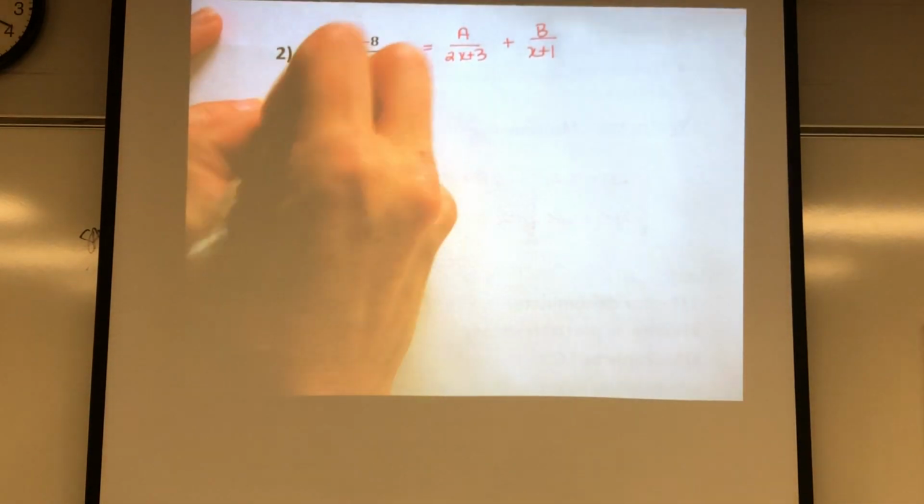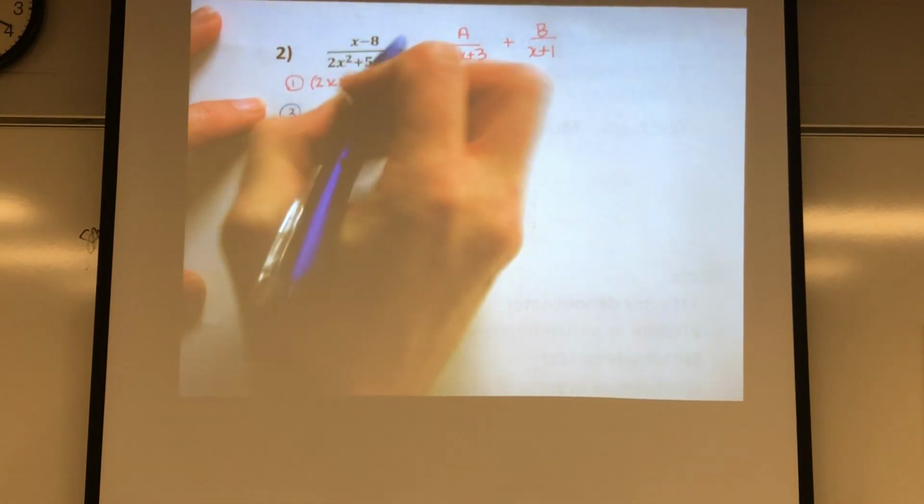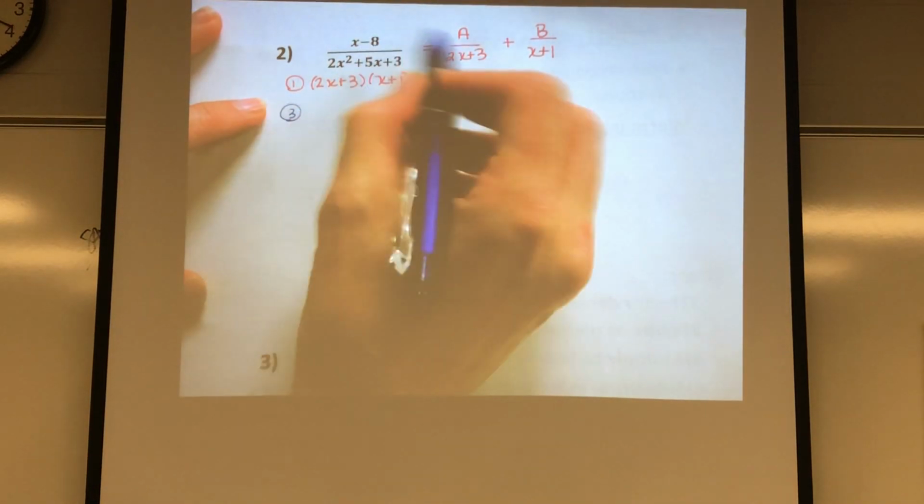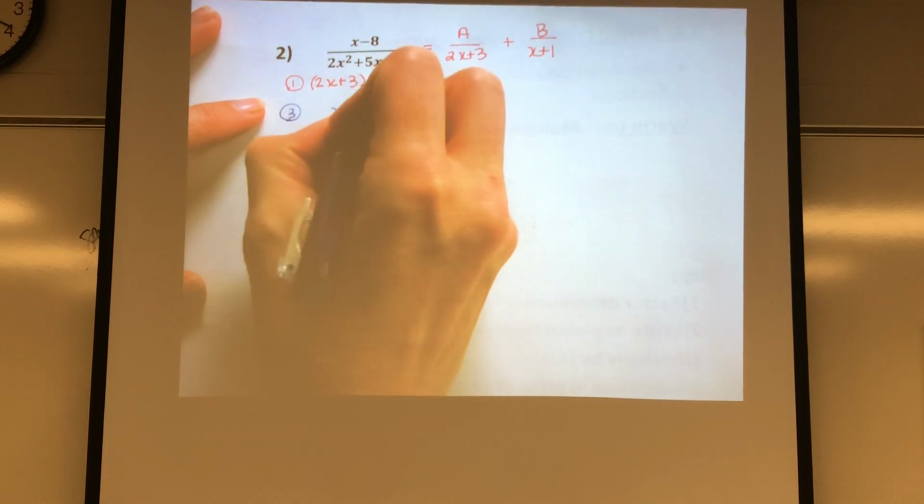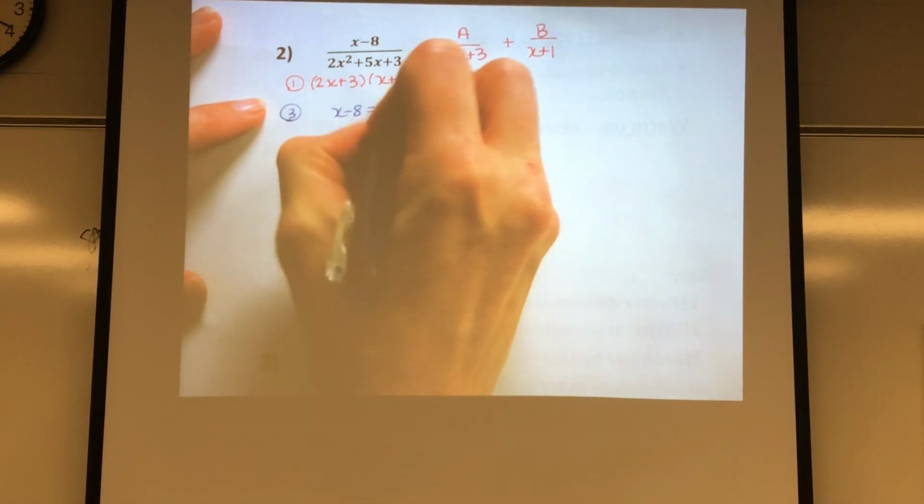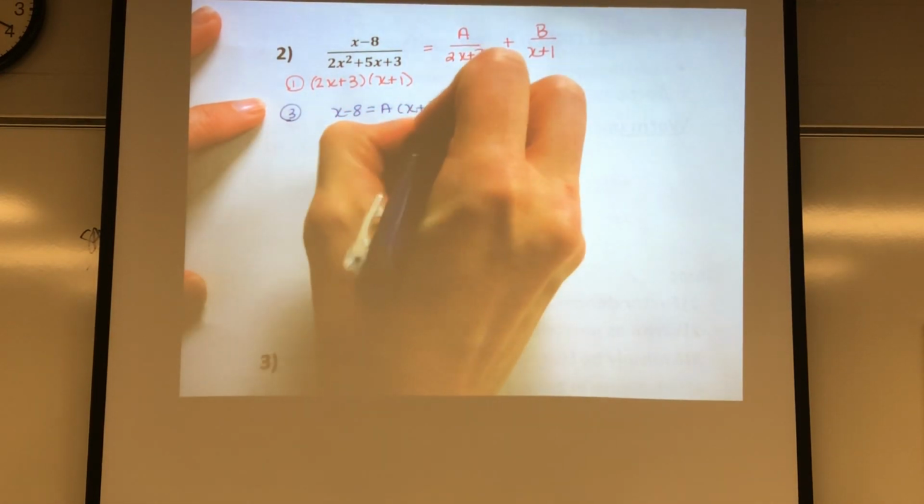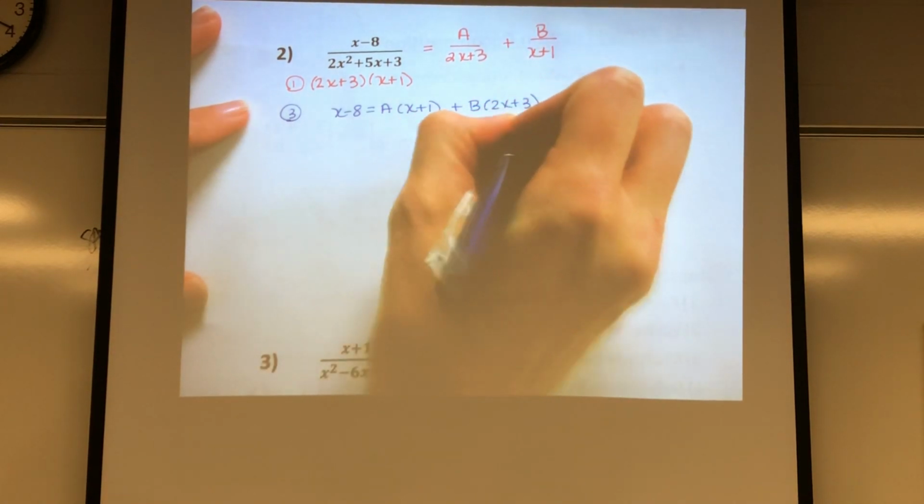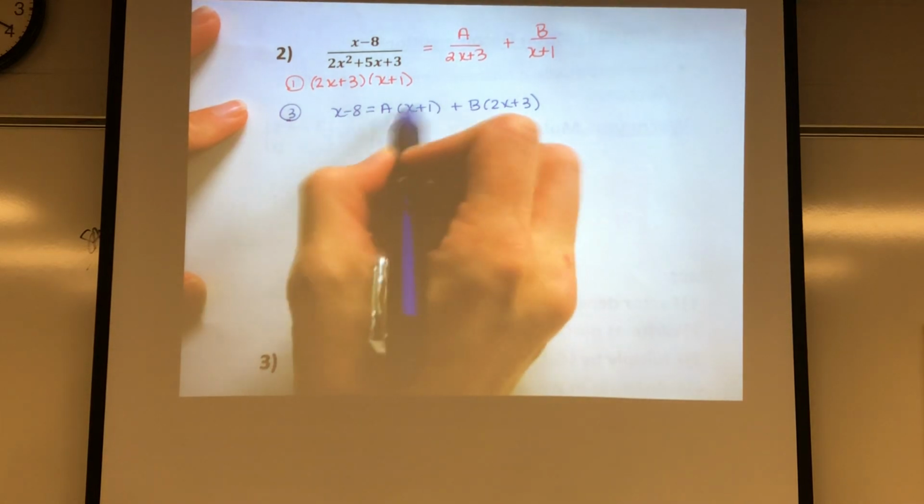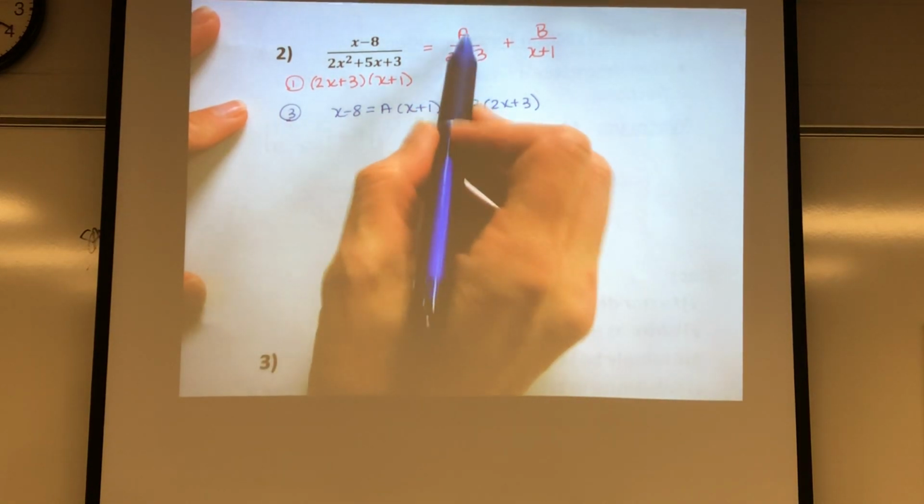So now we're on to step 3, multiplying by that LCD. We're taking this LCD times all 3 parts. So we multiply it times the first part, we're left with x minus 8. Then we have A times x plus 1 plus B times 2x plus 3. Notice that the factor that the letter is with is the opposite one from what's underneath.